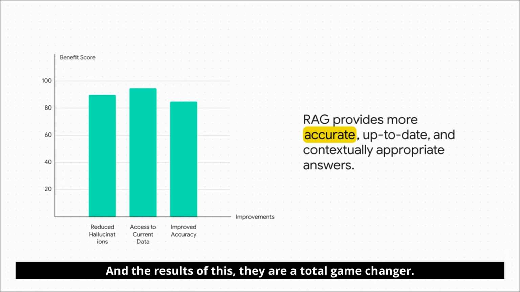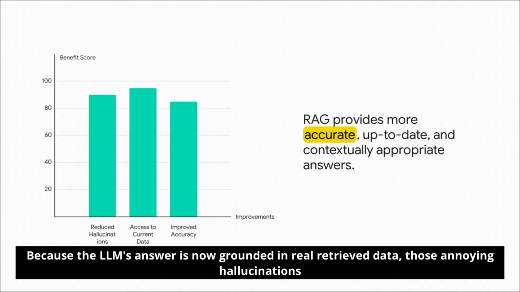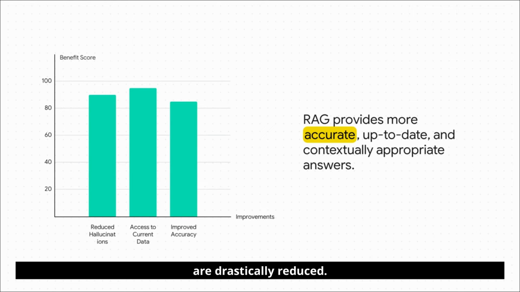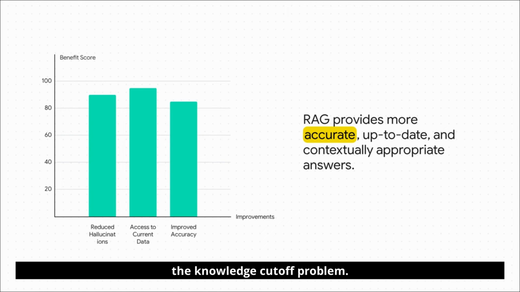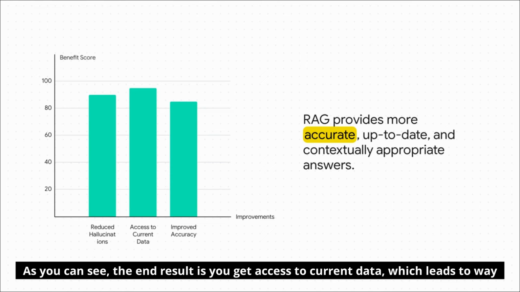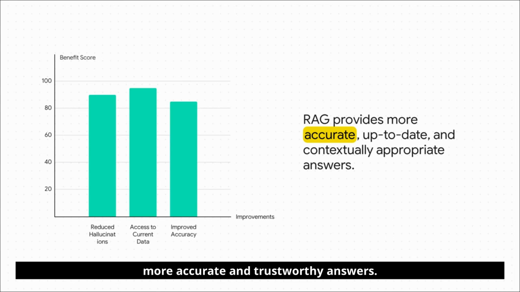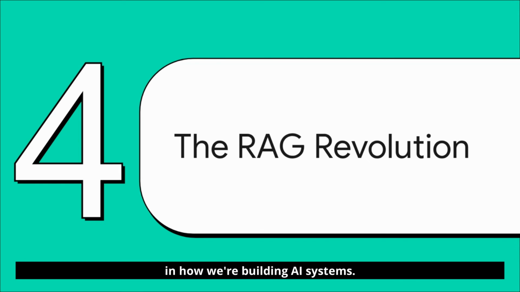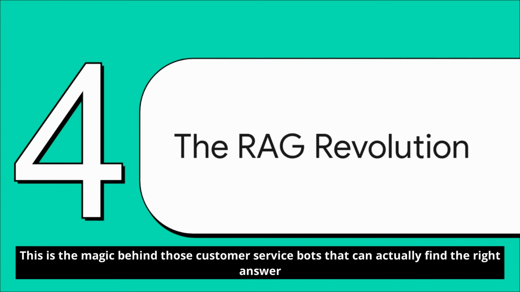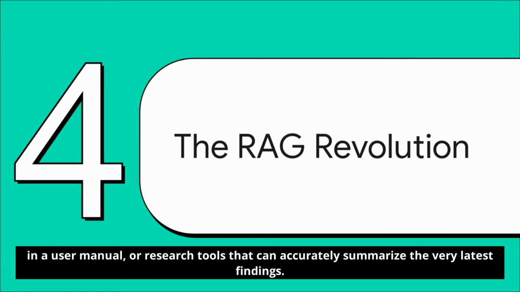And the results of this are a total game changer. Because the LLM's answer is now grounded in real retrieved data, those annoying hallucinations are drastically reduced. And since you can update the vector database whenever you want, you've completely solved the knowledge cutoff problem. As you can see, the end result is you get access to current data, which leads to way more accurate and trustworthy answers. You know, this whole RAG approach isn't just a minor tweak, it's a fundamental change in how we're building AI systems. This is the magic behind those customer service bots that can actually find the right answer in a user manual, or research tools that can accurately summarize the very latest findings.